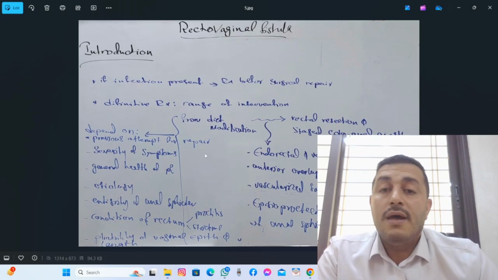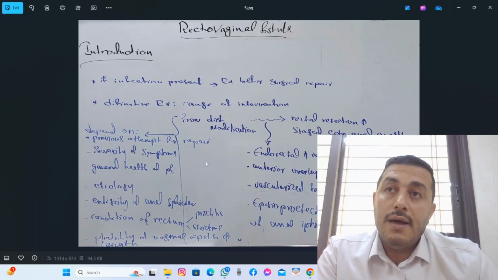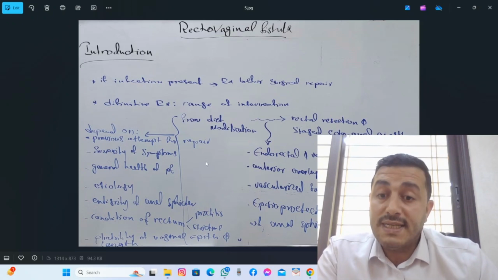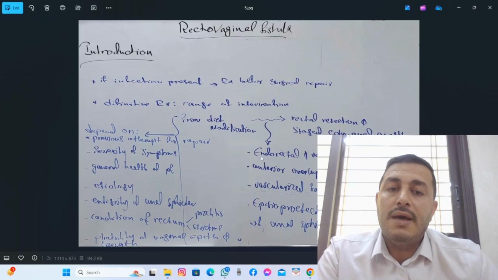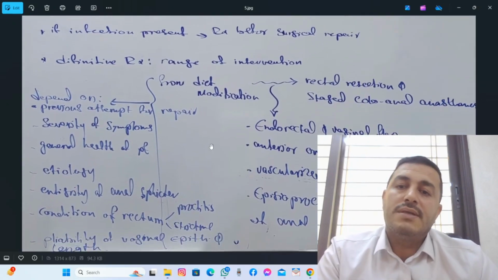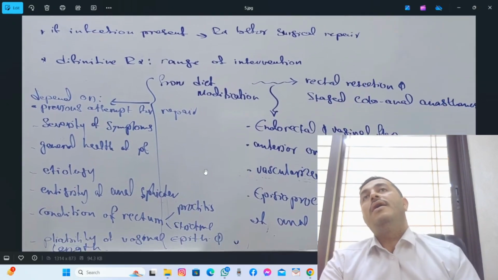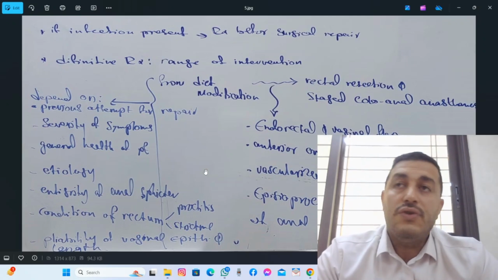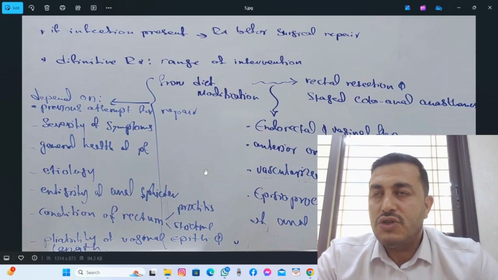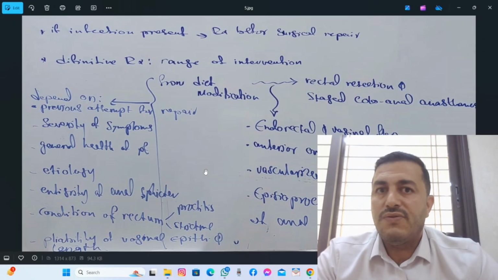Also, the vagina, is it healthy? Do we have healthy vaginal epithelium? The treatment of fistulas, actually the surgical treatment, ranges from rectal resection and/or rectal preservation.